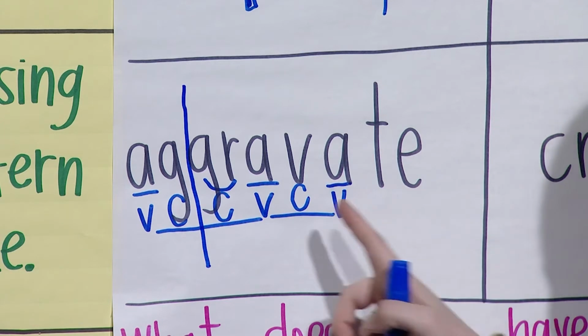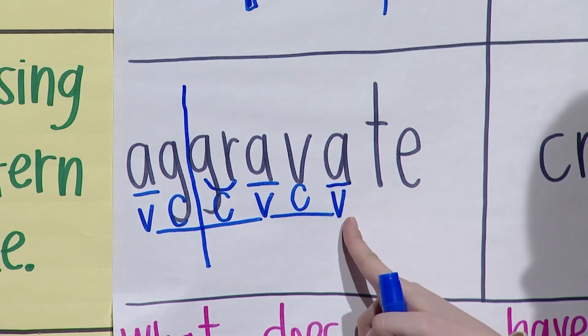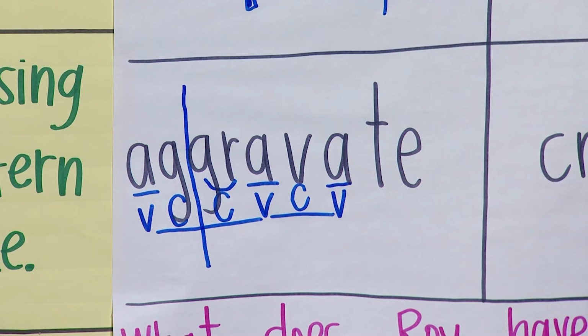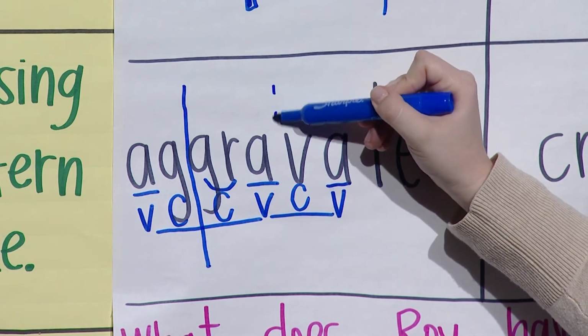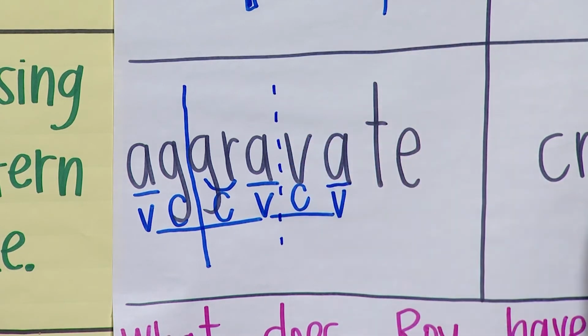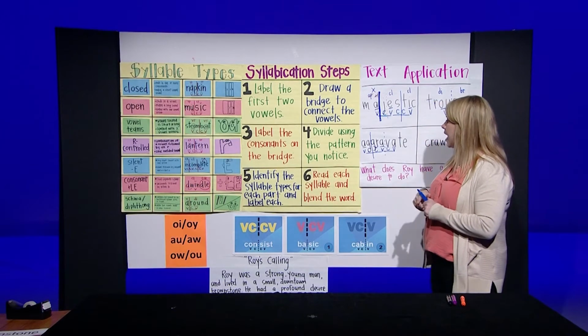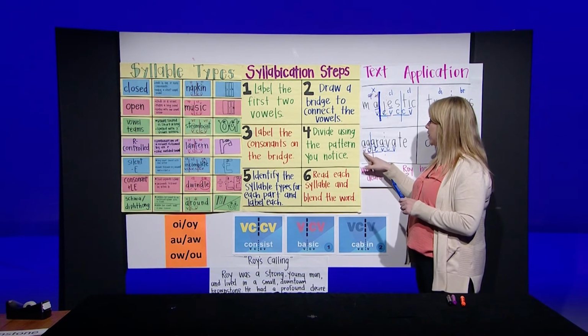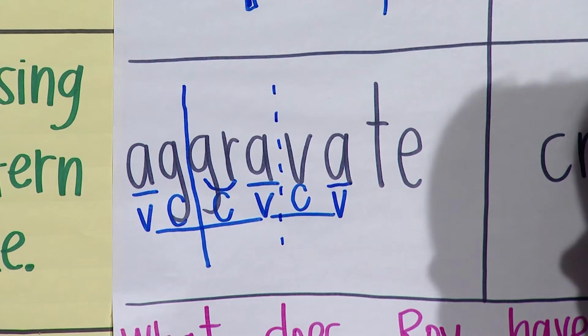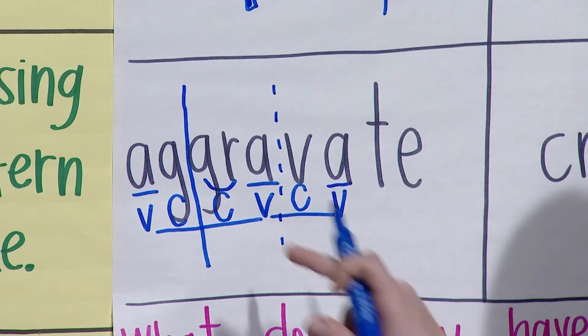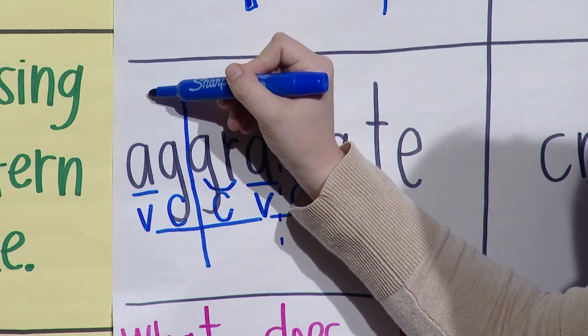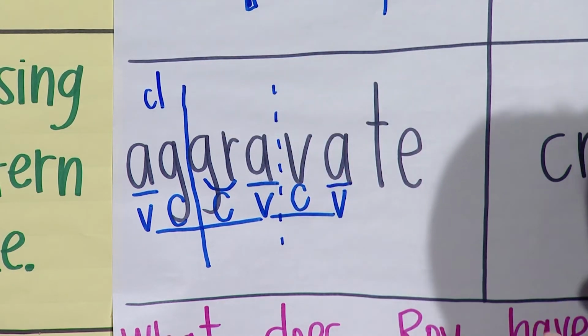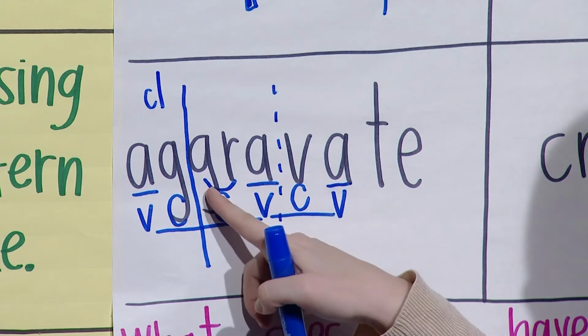Good. Our next pattern is V, C, V. So what pattern do I need to try first? That's right, we're going to divide right after that first vowel, and I'll draw a dotted line just in case we have to move it. So let's identify our syllable types and then label each and see if we can read our word. What do you notice about this first syllable, A-G? Good. It ends in consonant G, so this would be a closed syllable. We'll label it CL.